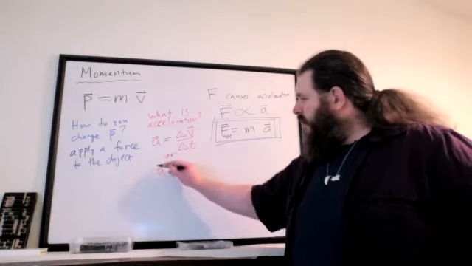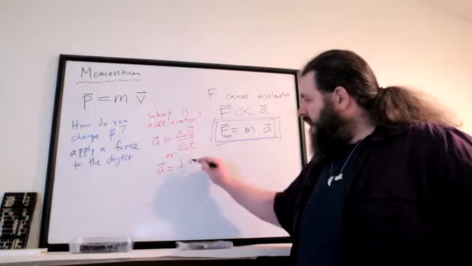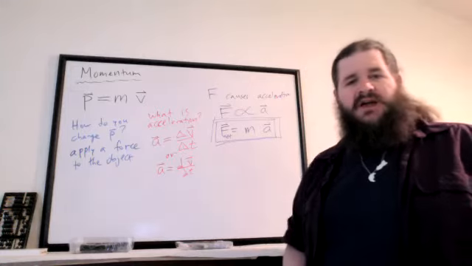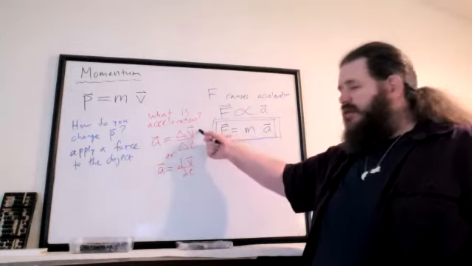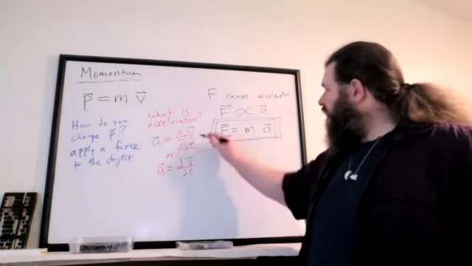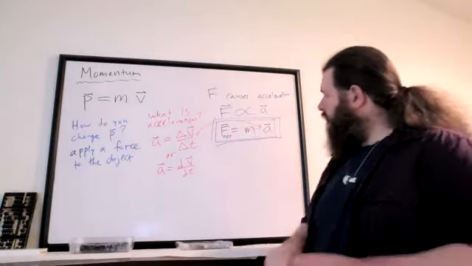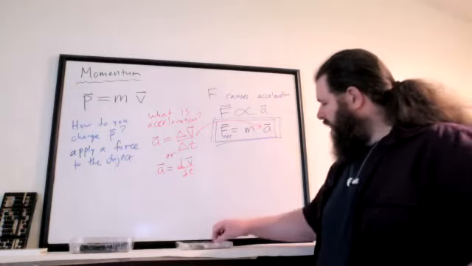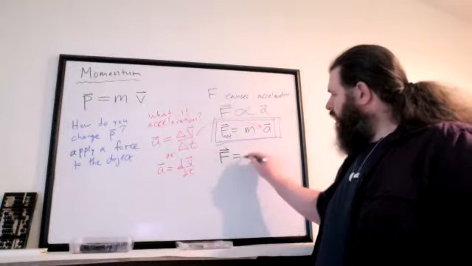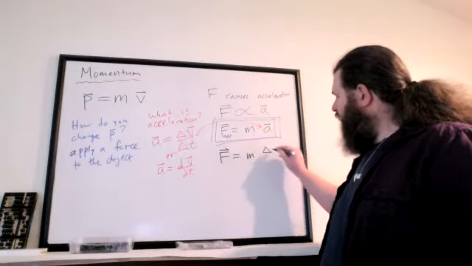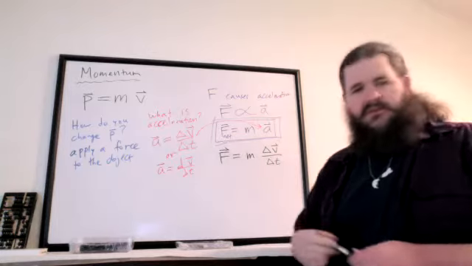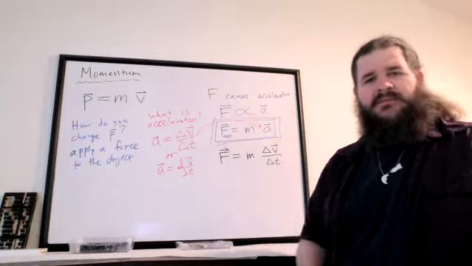More accurately, you could say acceleration is the derivative of velocity as time passes. But if we're talking about a short amount of time, you could just say it's the amount that velocity changes divided by the amount of time that passes. If we substitute that in here, we get force equals mass times change in velocity over change in time, since that's what acceleration is.